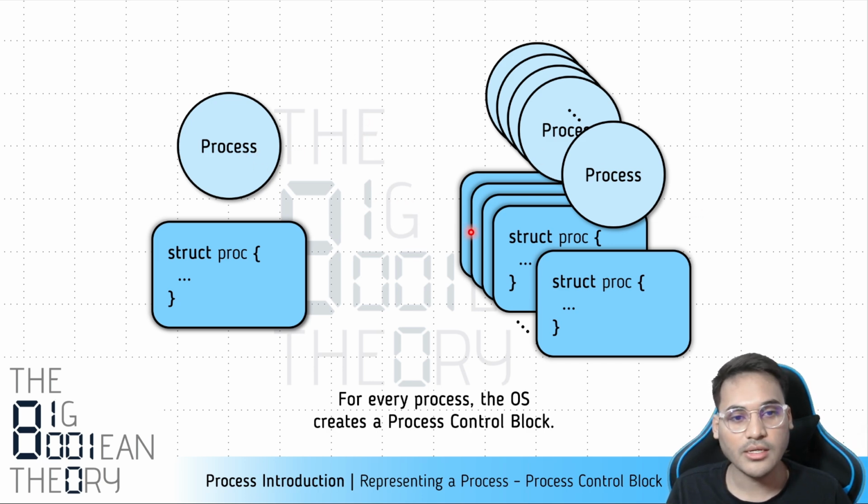As you can see, if there are n processes in my system, then for every process, there will be a unique PCB describing or representing that particular process. Using these structures, the operating system keeps track of all the processes in the system, right? So this is the first point.